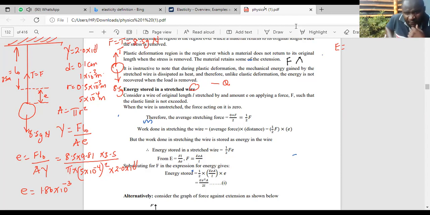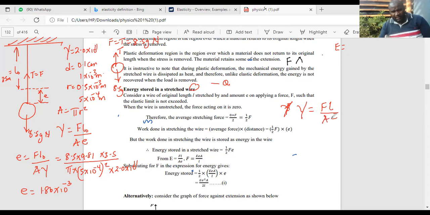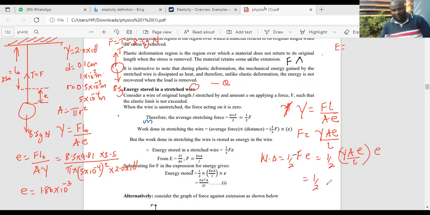In case you have the force and you have the Young's modulus, you can make the force the subject and express it in terms of Young's modulus. When you do so, see what you arrive at. We had already seen that Young's modulus, I called it Y, is equal to force times L over A E. If I make force the subject, I'll have Y A E over L. But we have already seen work done is equal to a half times force times the extension, which is a half times Y times A times E over L times E. This will give me a half times Young's modulus.